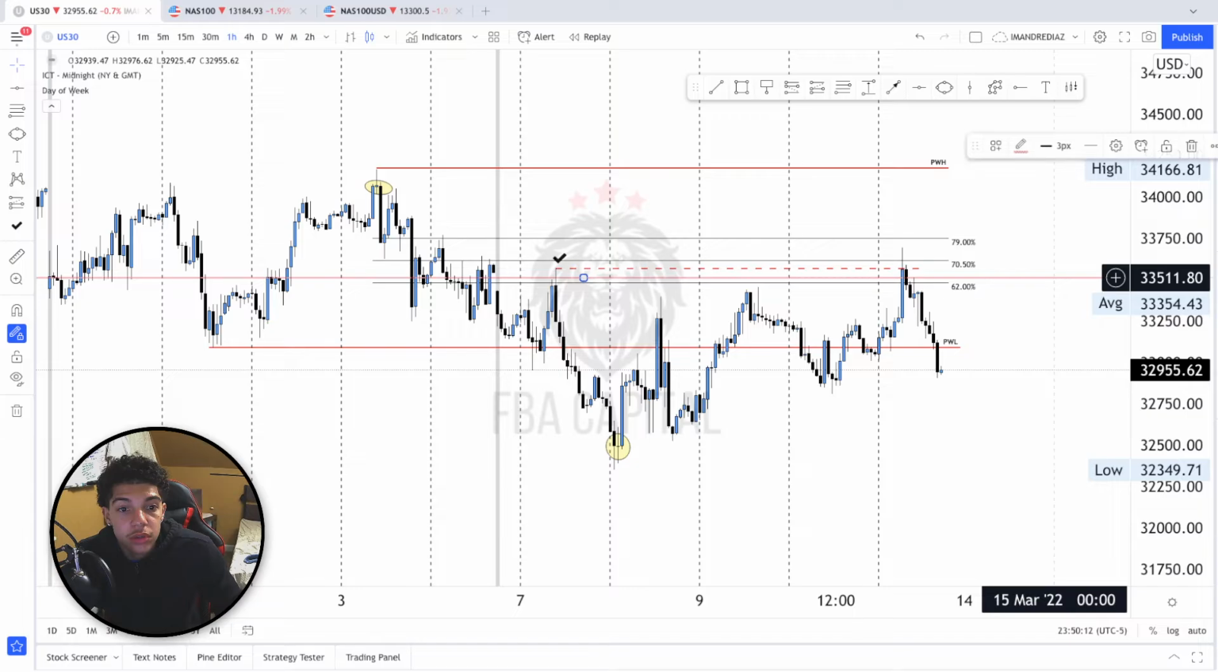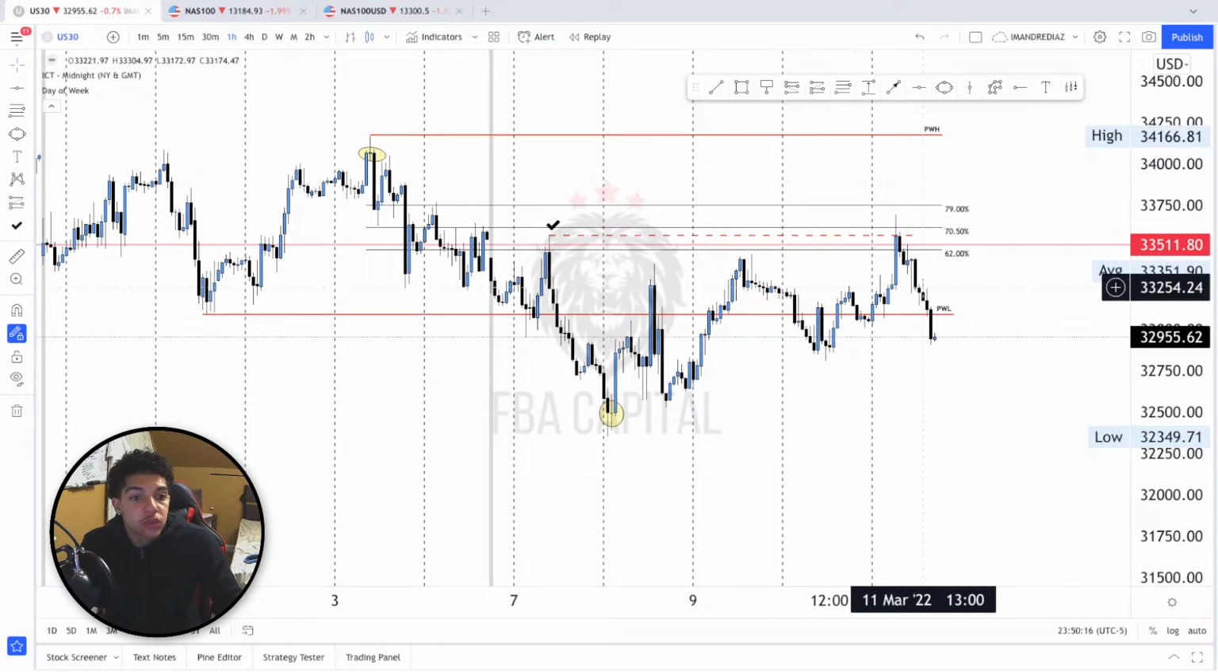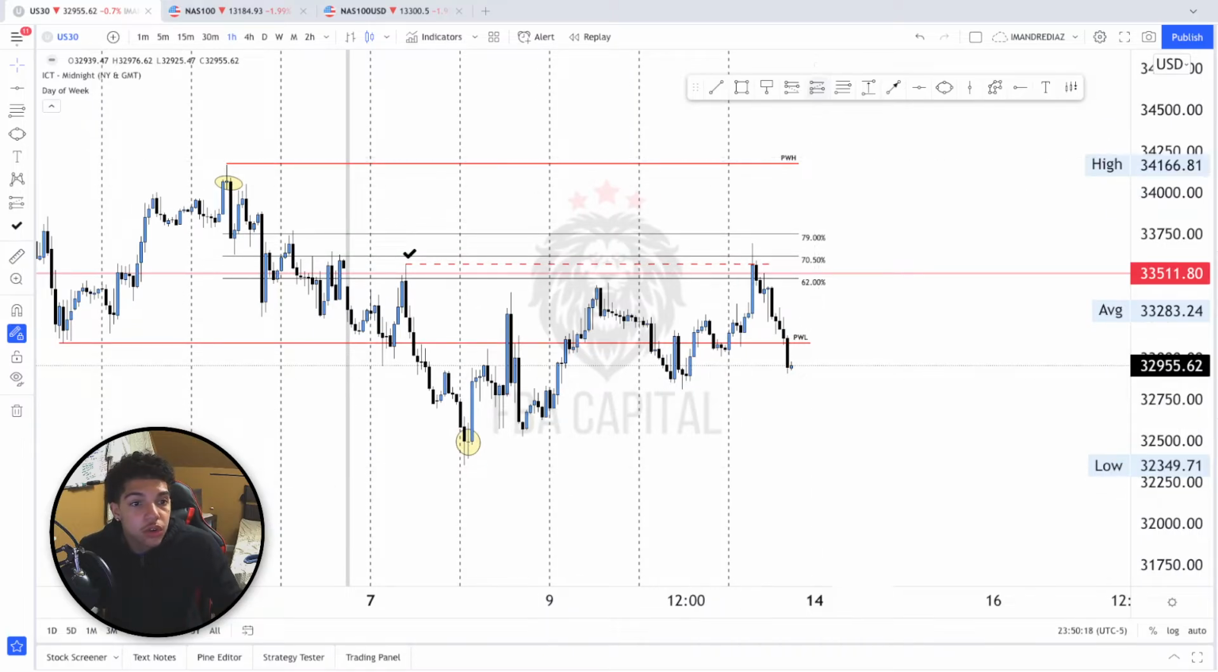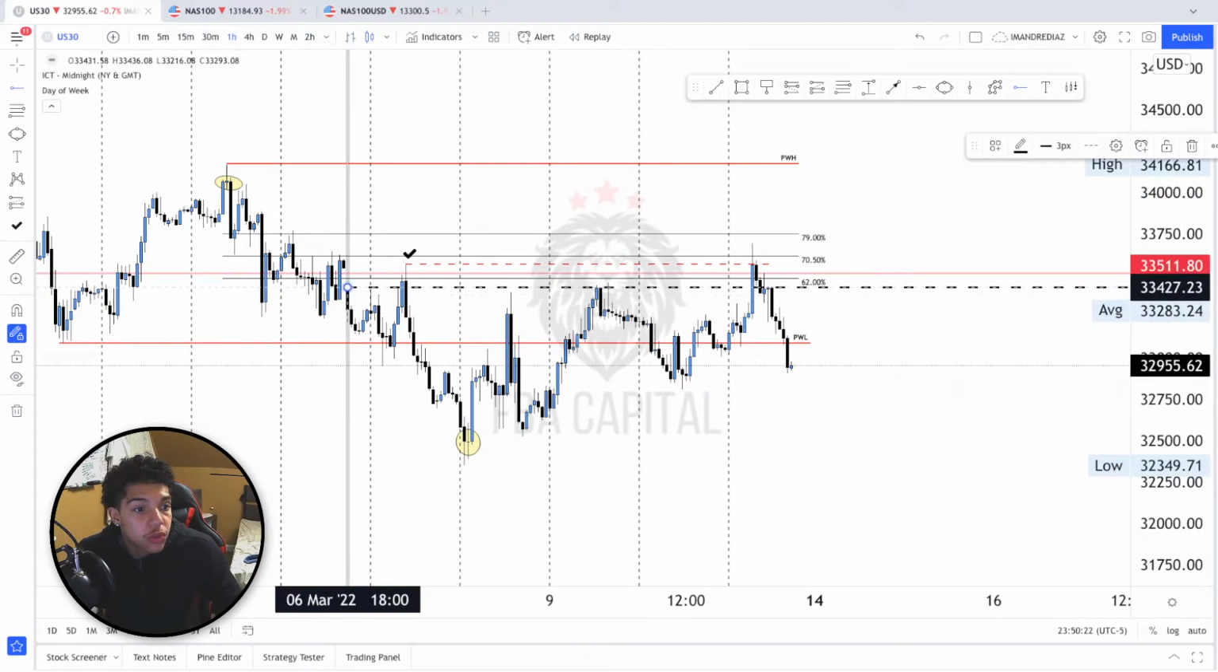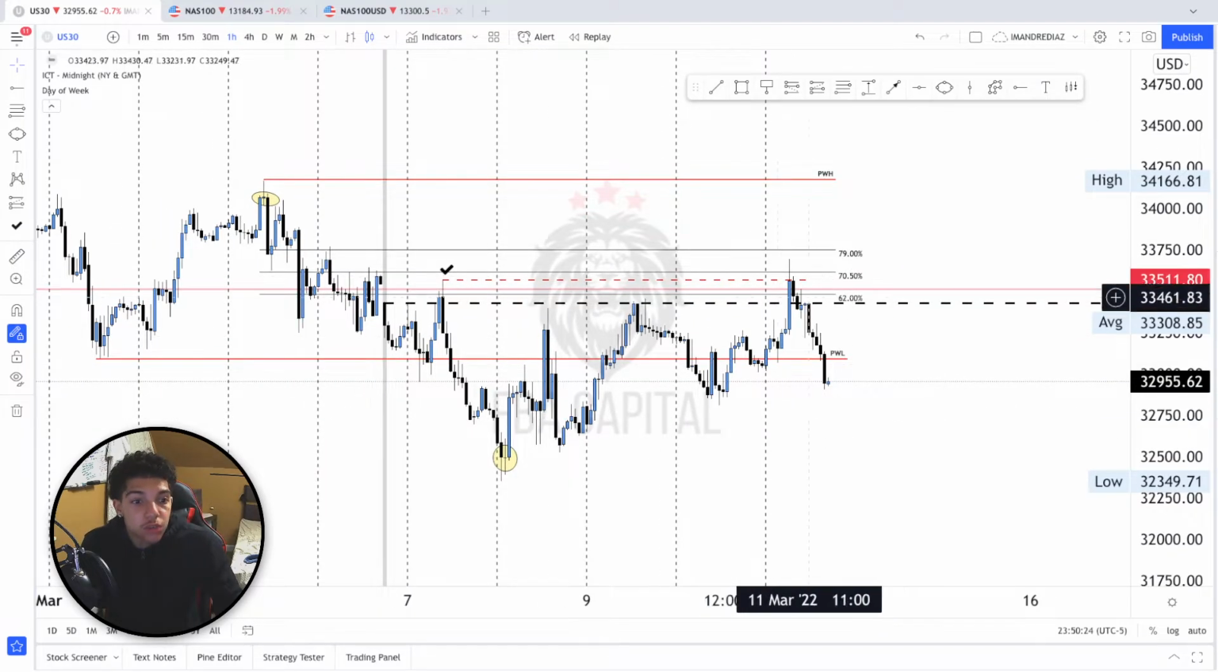Move it up just a little bit. There, you get the idea. But from here, price overall came down. So now what am I going to do? I'm going to also get the open of the week. So where did price open? Price opened right here. So we have this market open price.